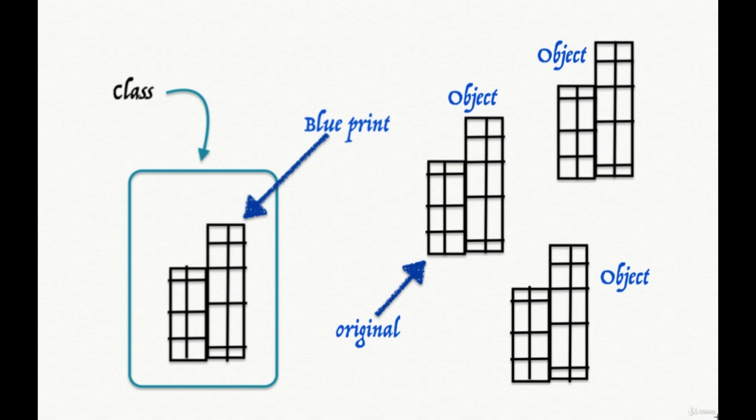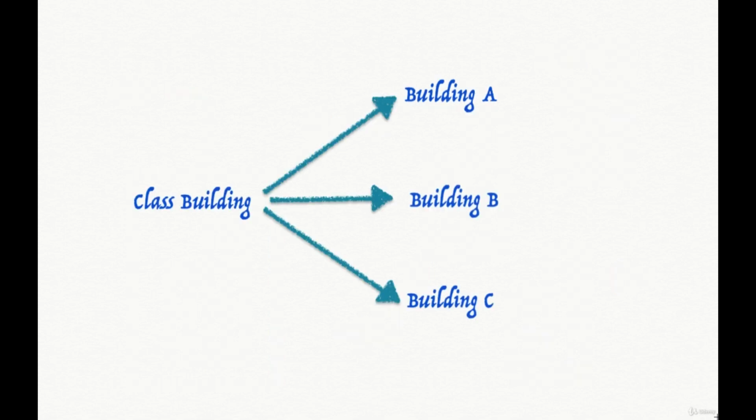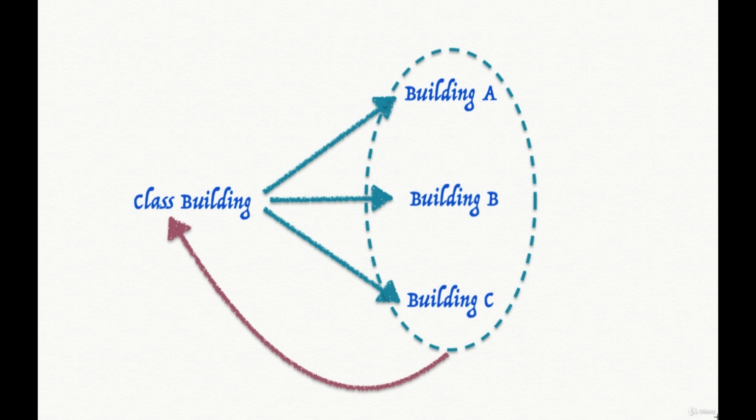So object you can think of as something real that has a real value. Class is not real. Class is something on paper and object is something real. So this concept is called class and object. So by using this class building, we can have building A, B and C out there. And these building A, B and C will be real, but they will be derived from which class? Building. That will define its structure there.